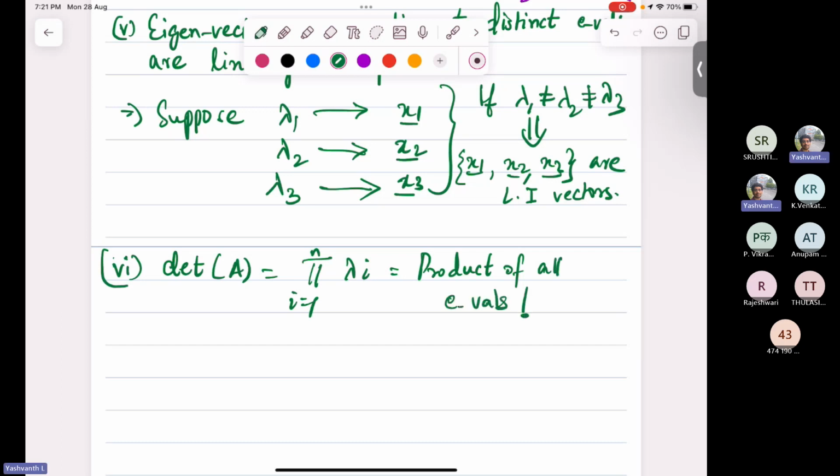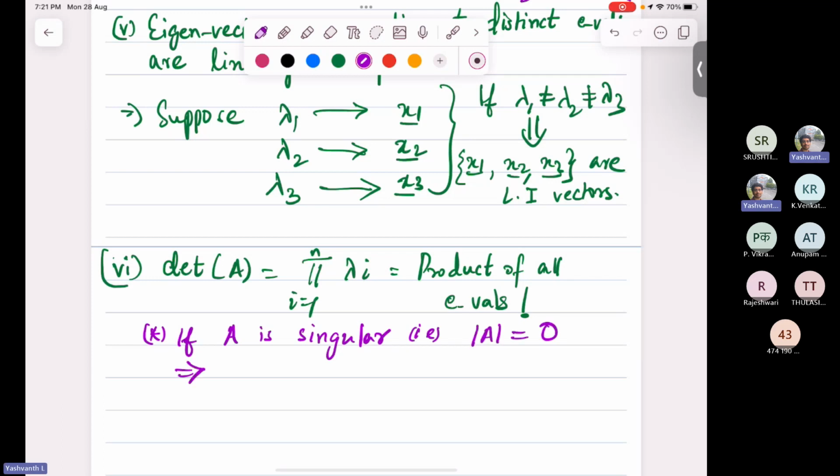So what does it immediately tell you? If A is singular, that is, the determinant of A is equal to 0. What does it mean? Can anyone comment on the eigenvalue nature? At least one eigenvalue is 0. Exactly. At least one eigenvalue should be 0. Only then will the product become 0.